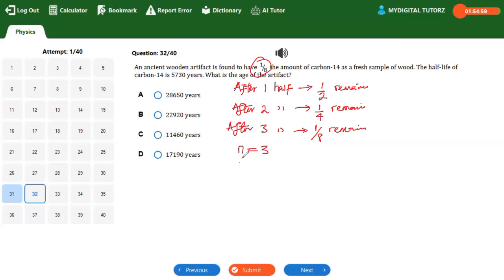So for us to get the age, or the time of disintegration, the age of the artifact will be equal to the number of half-lives multiplied by the half-life. Is that understood? This implies that T, or the age, will be equal to 3 multiplied by the half-life, which is 5,730. So when you press the calculator, you should have 17,190 years as the age of the artifact. Is that understood? Which is option D.